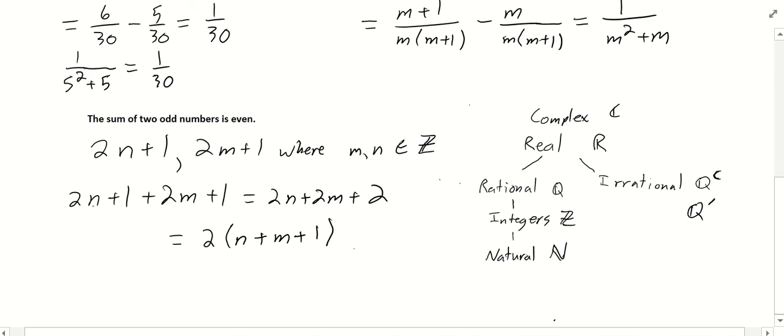So I can see here I started with 2 odd numbers, added them together, and I end up with an even number. So now we know that this is a statement that is always true.